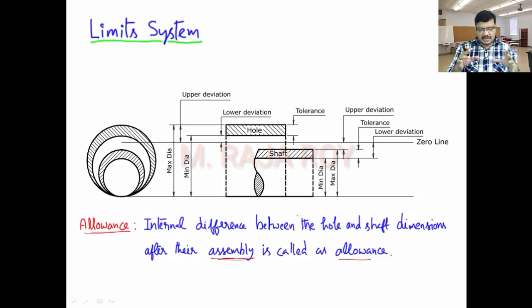But coming to the allowance, when the shaft is placed inside the hole, what is the difference of their dimensions? That difference we will call allowance. Suppose the internal difference is more, then very easily I can insert the shaft into the hole. Then that is called a clearance fit. Those fits I will explain later. But for the time being, understand that allowance means the internal difference between the dimensions of a hole and shaft when they are assembled. That is called allowance.